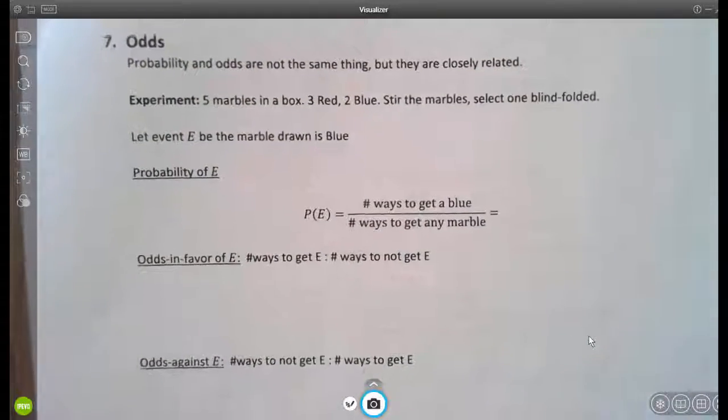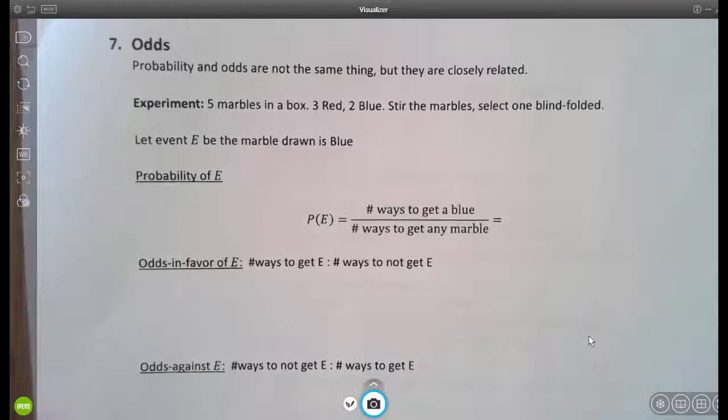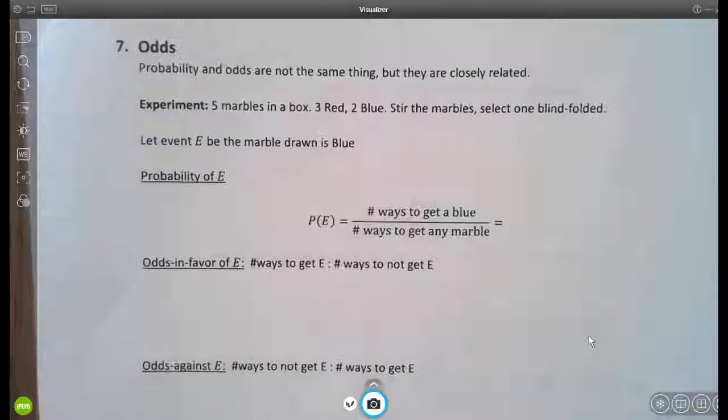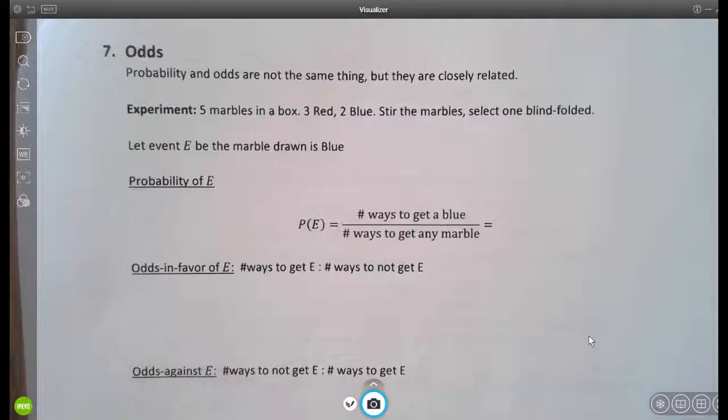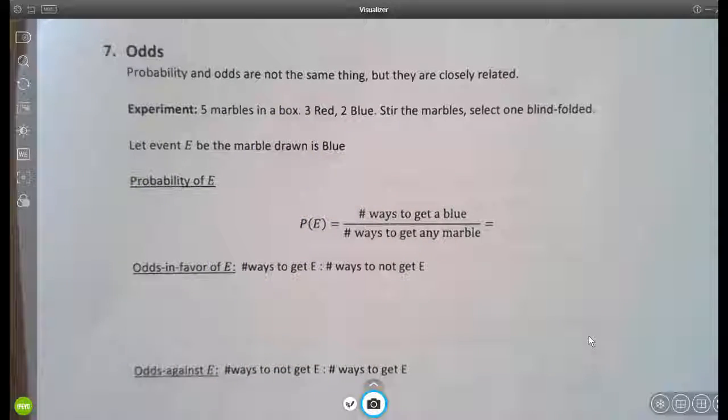The last thing we want to talk about in our introduction to probability is that people sometimes use the language of probability, but at other times they use the language of odds. Odds are particularly popular when talking about games of chance and gambling. So let's just set up a very simple situation where we can quickly go back and forth between odds and probability. Probability and odds are not the same thing, but they are very closely related. If you have one, you can always switch to the other.